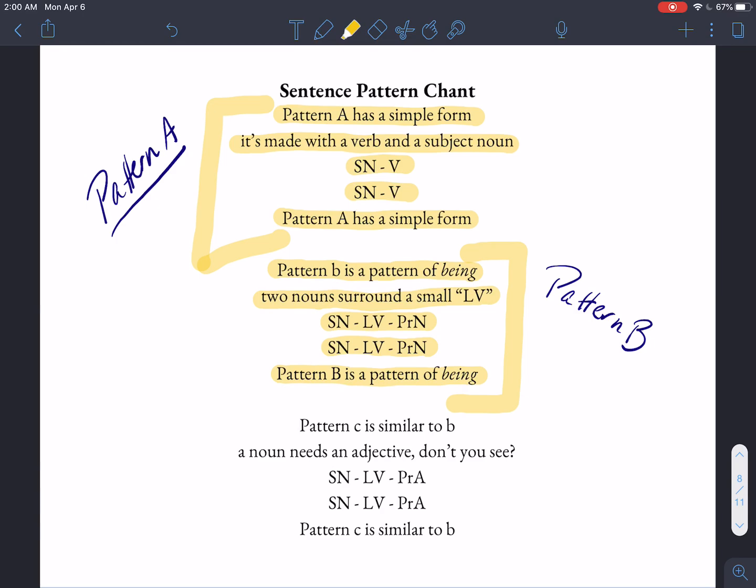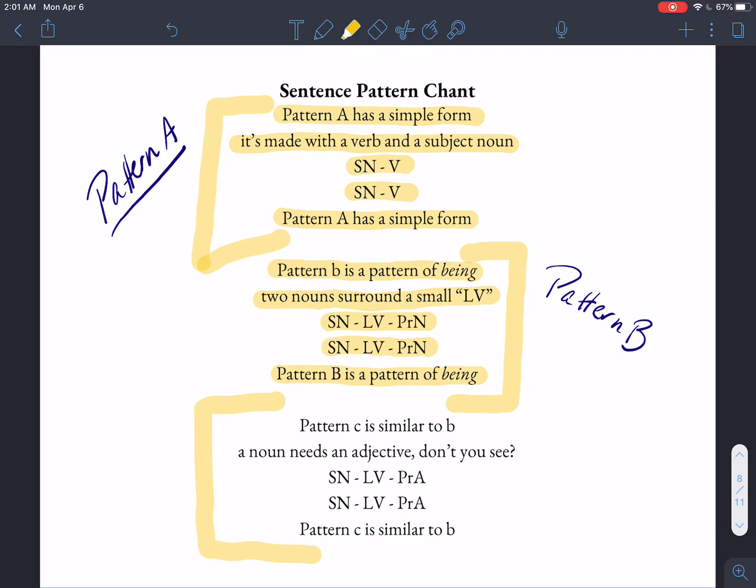Last but not least, I'd like to run through pattern C. We'll do this one twice as well. Here we go. Pattern C is similar to B. A noun needs an adjective, don't you see? SNLV, PRA, SNLV, PRA. Pattern C is similar to B. I'd like to do that one more time. I hope you guys are singing these chants with me. Otherwise, it's just silly, silly, silly, right?